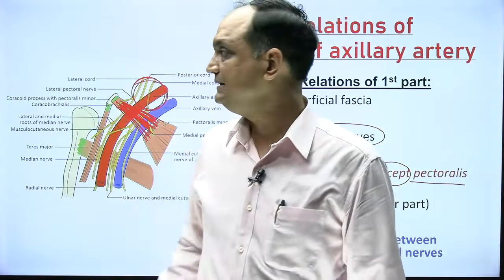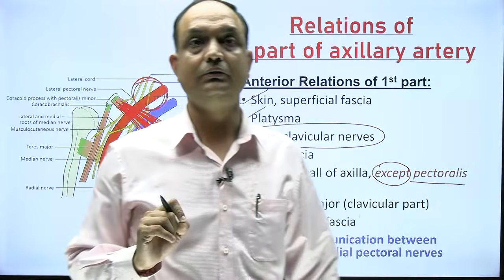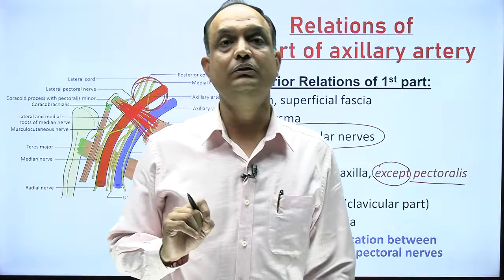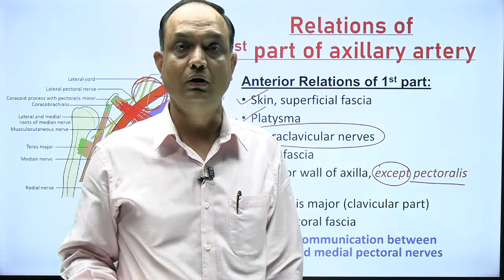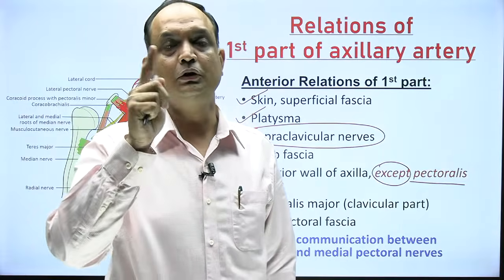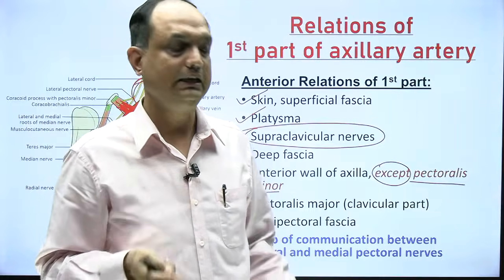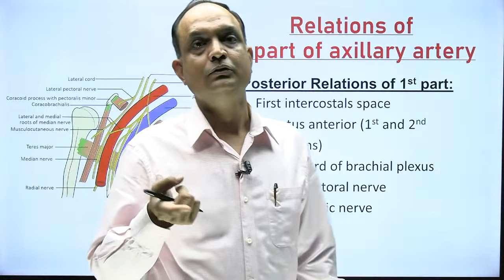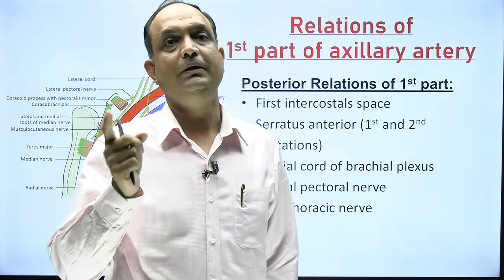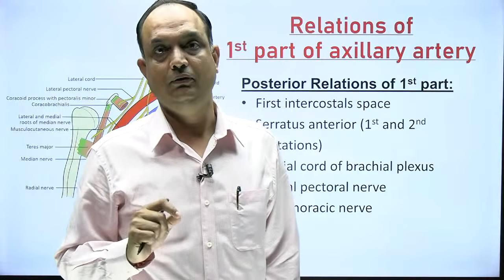Now see, this is again one of the important questions. You know that the lateral and medial pectoral nerves are the branches of the corresponding cords, and these two nerves are also reconnected with each other with the help of a very thin loop. Clear? So that is the important connection between the medial and lateral pectoral nerves.